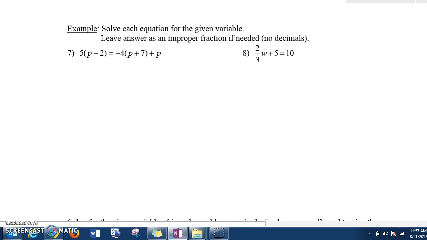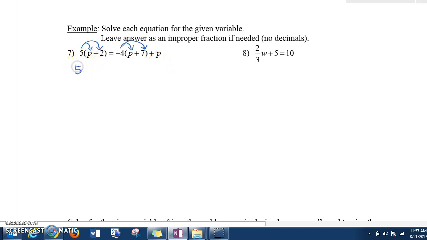For number 7, it says solve each equation for the given variables. Leave answer as an improper fraction if needed. No decimals. All right. First thing we want to do is distribute the 5 and distribute the -4 inside the parentheses. Notice I'm not distributing the -4 to this p.